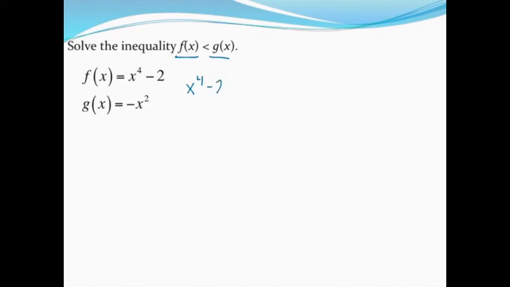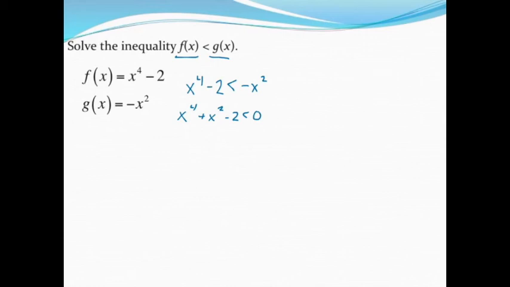So x to the fourth minus 2 is our f of x function. I want to know when that's less than negative x squared. Well, there's a few ways you could do this. We could leave it as is, but I always like comparing to 0. So let's get everything moved to one side of the inequality. If I put this in descending order, I'll put plus x squared and then minus 2. And I want to know when that is less than 0.